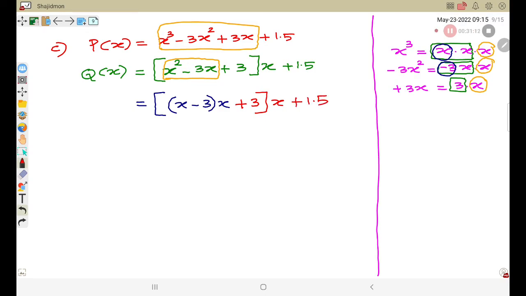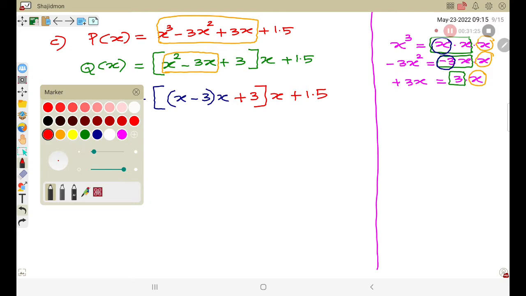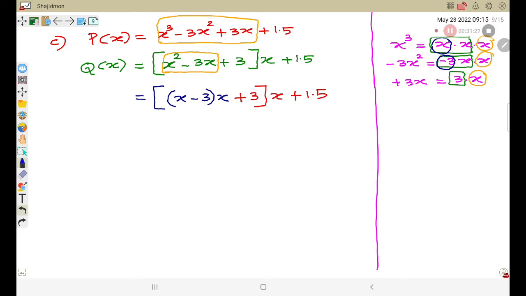Okay. So I wrote the two steps. First step, 1x taken outside. Second step also, from first two terms, 1x taken outside. Now, if you are writing a polynomial like this, we are calling it nested form. Okay, nested form. So we are representing this one by using capital Q of x.